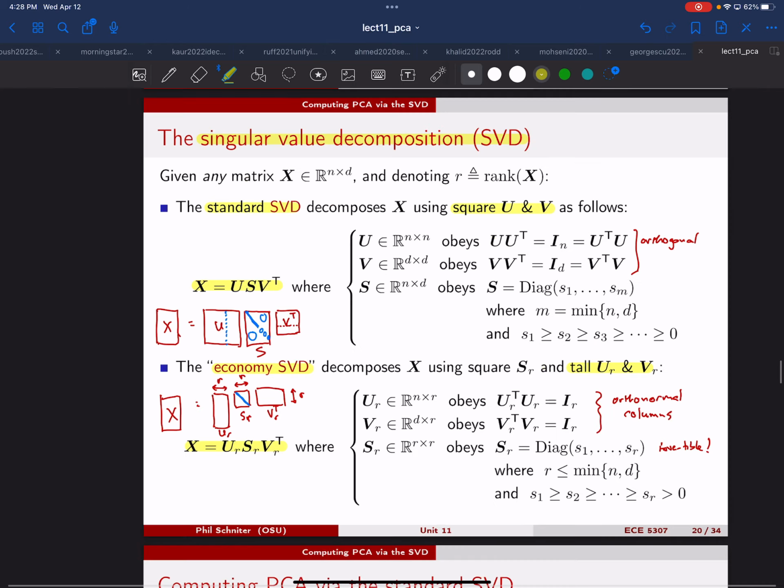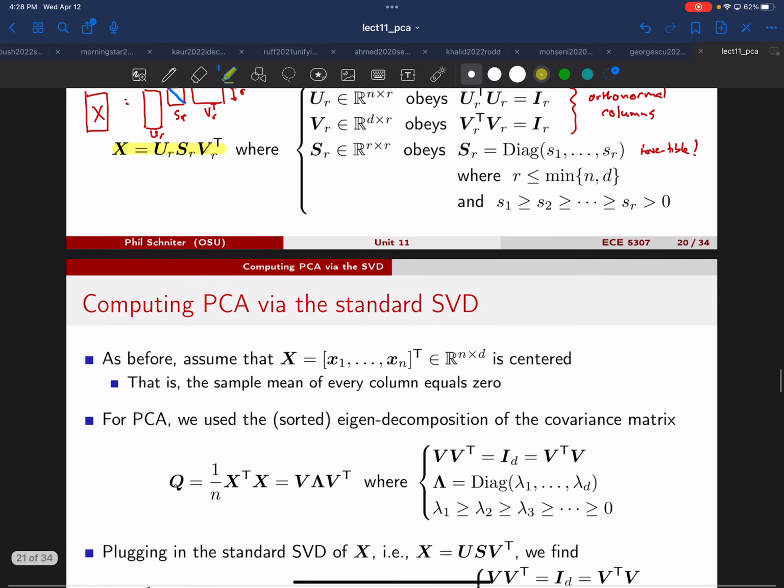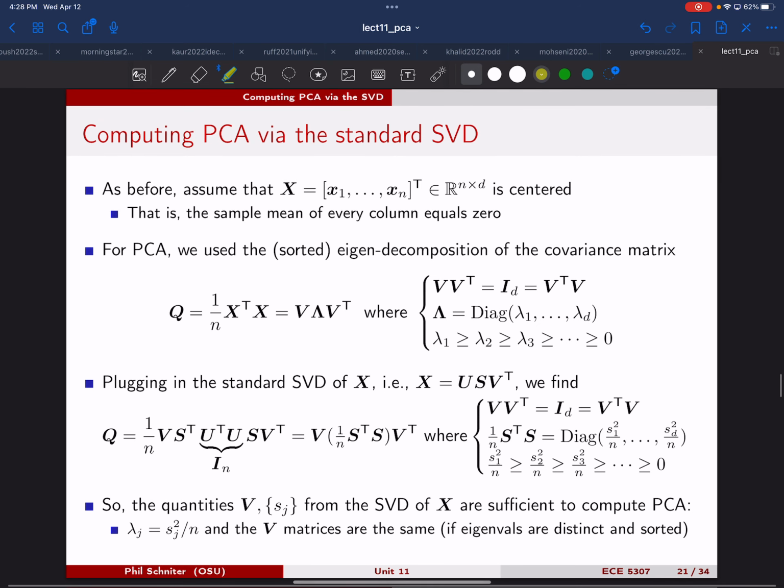It's very useful. Okay, so here's how we can use this SVD to compute PCA. So this is what we saw before. This is one way to do it. You compute Q this way, and then you take an eigenvalue decomposition of this, and it gives you this. And we know certain things about this eigenvalue decomposition. We know that this V is orthogonal, and we know that lambda is diagonal with non-negative terms. And we said we're going to sort them.